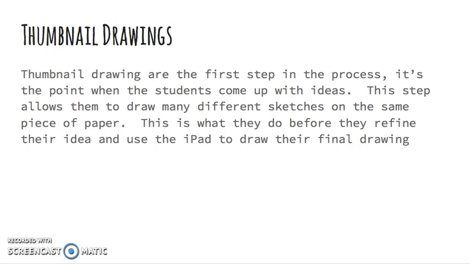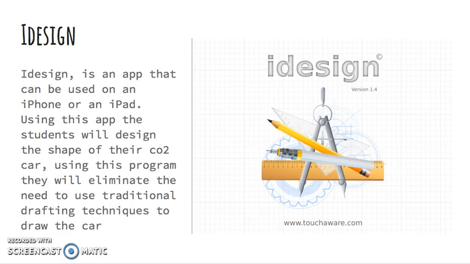Now, once we have our thumbnail drawings drawn out, the next step is going to be to design the actual car. We're going to use a program on our tablets or iPads called iDesign. iDesign is an app that can be used on an iPad or iPhone. It also has a computer software version, and what works with that is that it's in real time, so you can collaborate, you can edit different things.